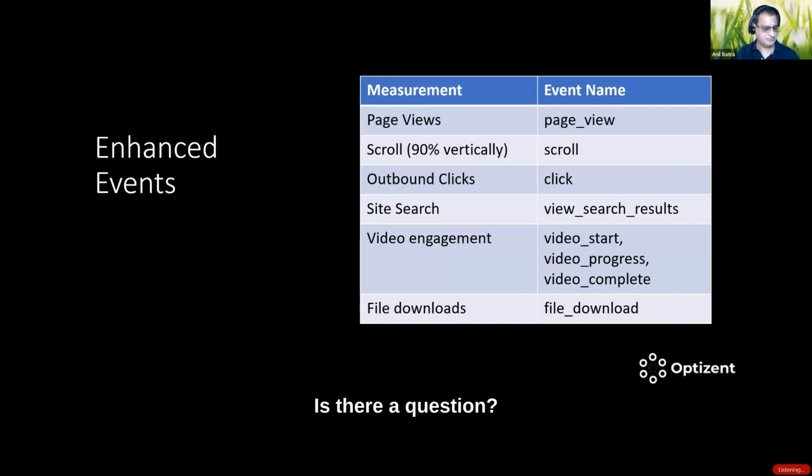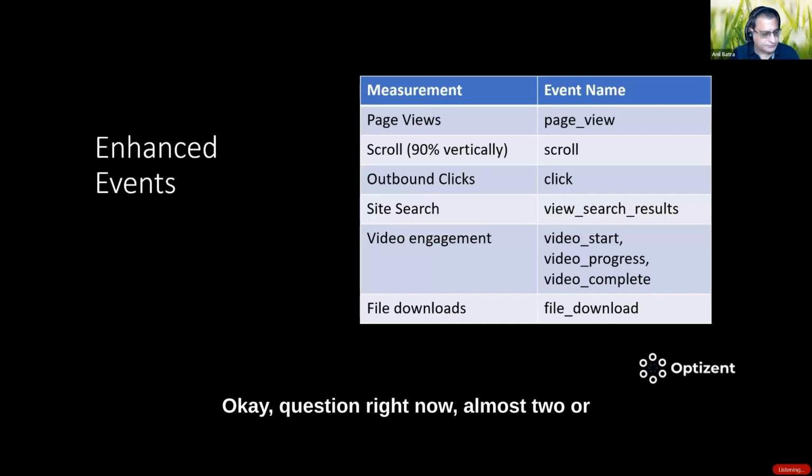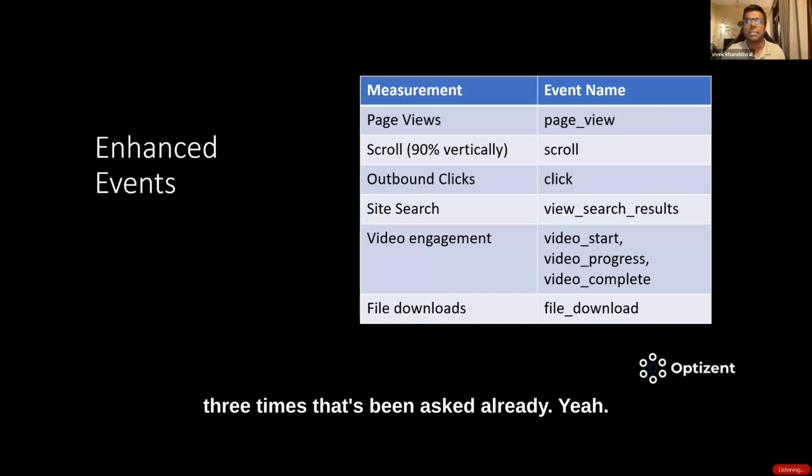Yeah. Is there a question? Yes, Anil. I do have a question from Praveen. Praveen asked, why do the monthly reports have a lot of difference in PVs? GA4 shows fewer PVs as compared to GA-UA. Yeah. It's okay. We were asked this question right now. Almost 2 or 3 times it has been asked already.